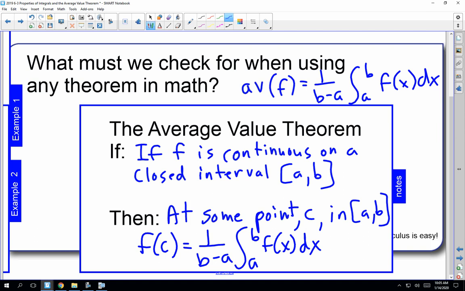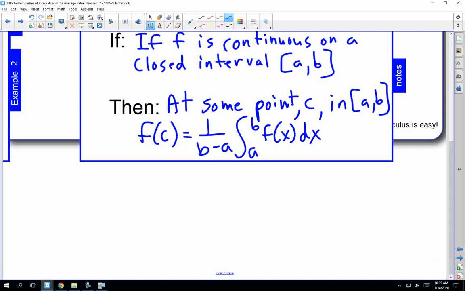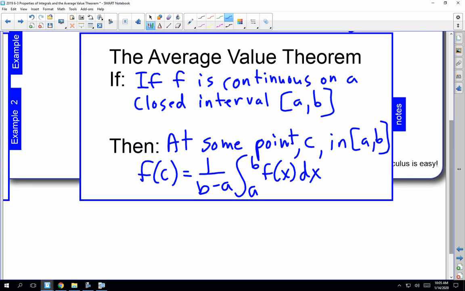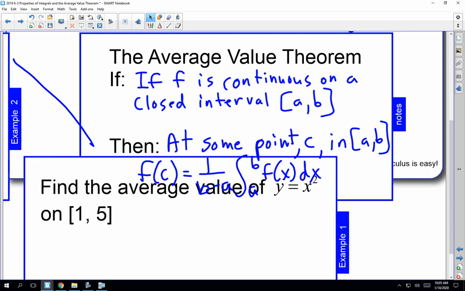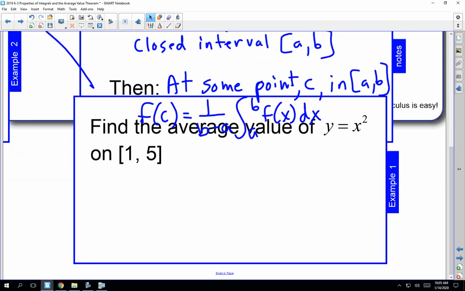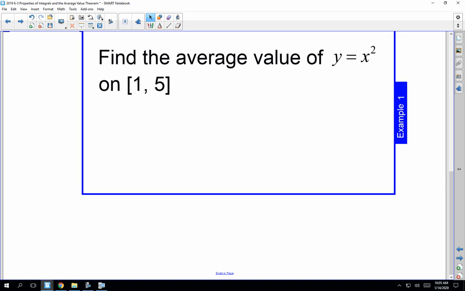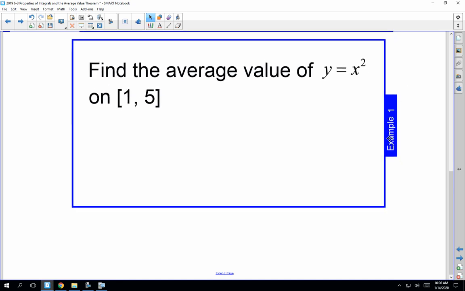So let's do a couple examples where we find the average value. You have to have your calculators handy. We haven't talked about how to find the integral of some of these functions. So here we go. A couple examples. Let's see if we can find the average value of y equals x squared on 1 to 5.